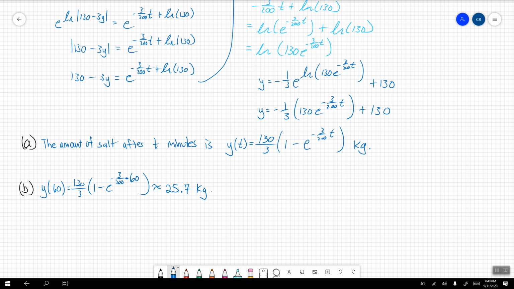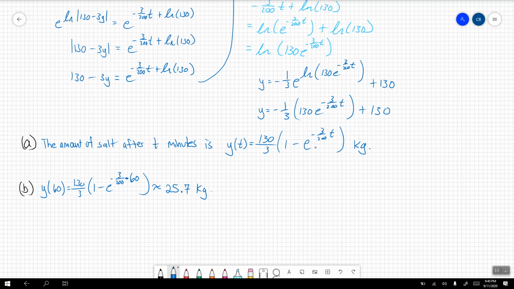Now, one of the important aspects you can see here is, how much saturation will we have? Is there a maximum saturation that is going to exist in this tank that we're constantly mixing the brine in? The way you can check this is to take t and make it approach infinity. As t approaches infinity, e to the power of negative 3 over 200 times t, where t is getting large, because of the negative exponent, this overall exponential function will tend to 0.